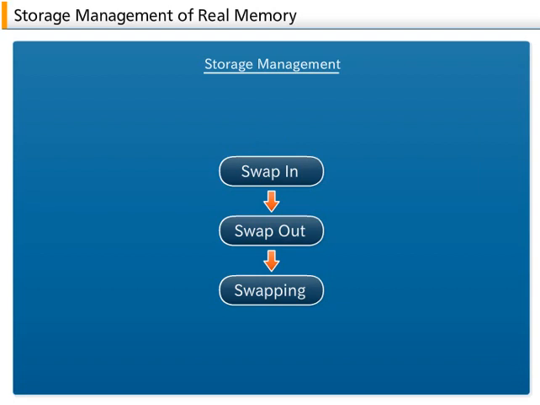Roll-in is also called swap-in. Rollout is also called swap-out. Together they are called swapping. This is used in the time-sharing system that will be discussed later.